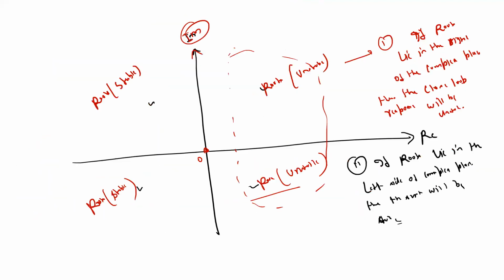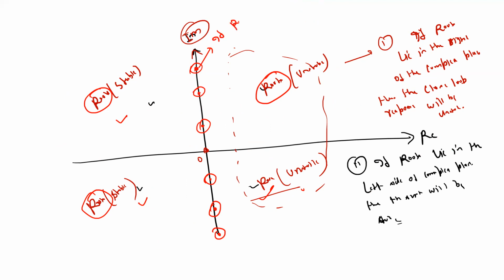The next thing I discussed is that if roots lie over here, the system will be unstable. If roots lie here, the system will be stable. If roots lie here, the system will be stable. And if roots lie here, the system will be unstable. So if roots lie in the second and third quadrant, definitely the system will be stable. And if roots lie in the first and fourth quadrant, then the system will be unstable. One more thing I discussed is that if a root lies on the imaginary axis, the real part of the complex number will be zero, so that root will lie on the imaginary axis only. Then the system will be marginally stable.